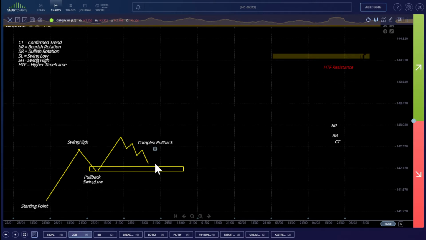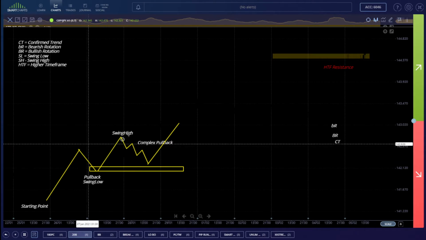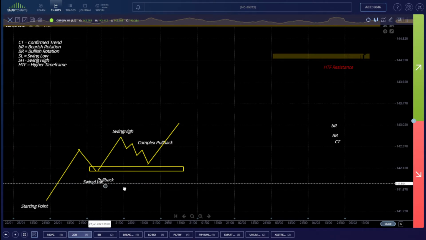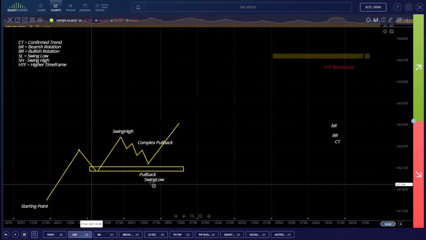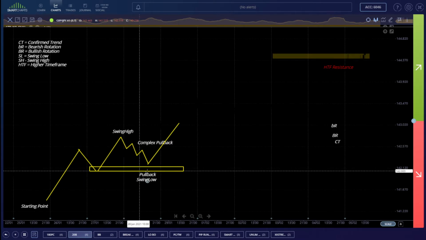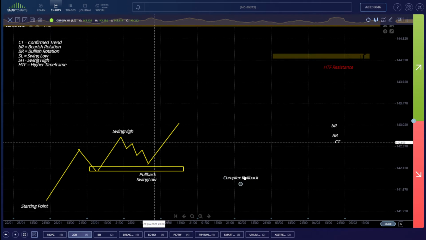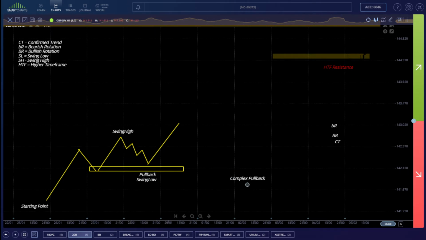From a complex pullback, once price gets down, if it just breaches your new swing high again, then you'd move that. This would be your main pullback area, your swing low. Let's just move this one out of the way. Then everything's still good. The market is still trending up.